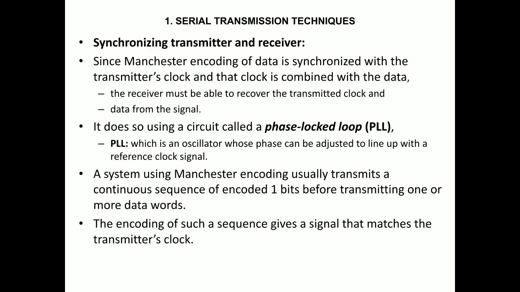A PLL is nothing but an oscillator, which generates a train of signals. A PLL will be used as a reference clock signal. We saw the three issues. Manchester encoding transmits the data with the help of the combination of transmitter clock and data signal. We saw in the figure a continuous sequence of ones being transferred, and this matches the transmitter clock.